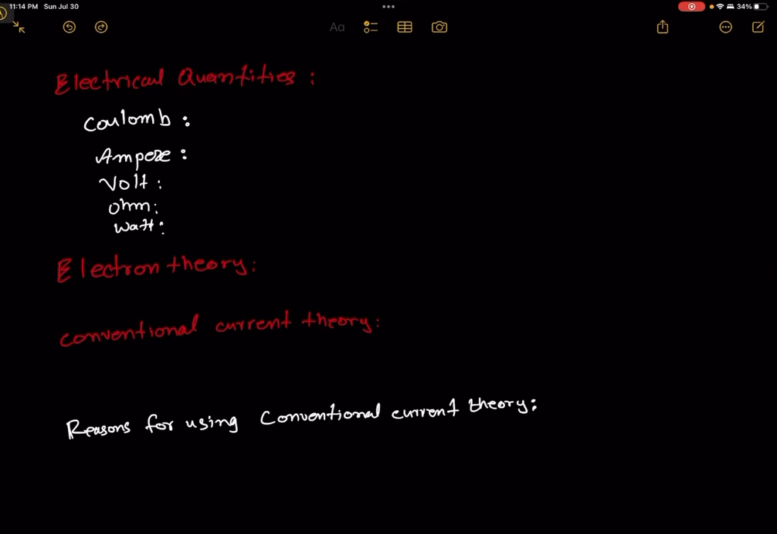Today we'll talk about the electrical quantities such as coulomb, amp or ampere, volt, ohm, and watt.